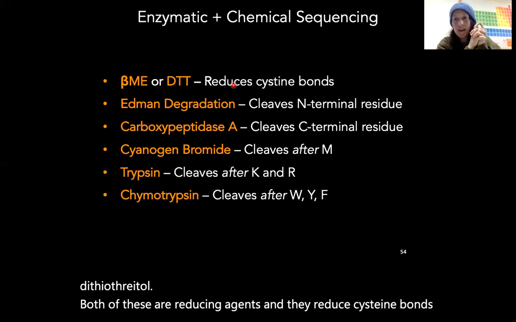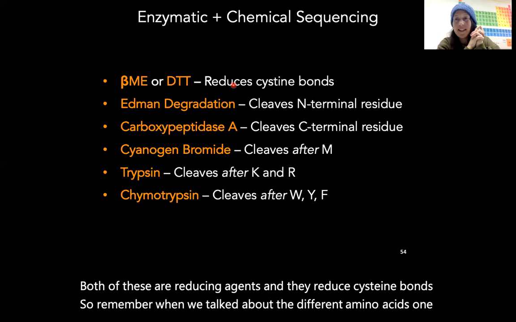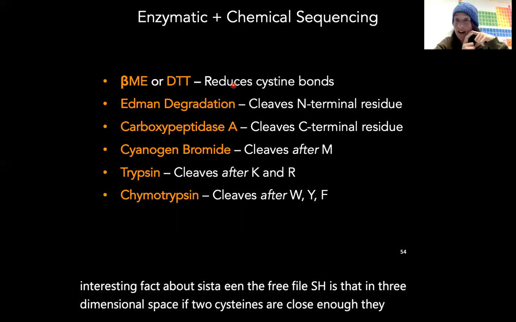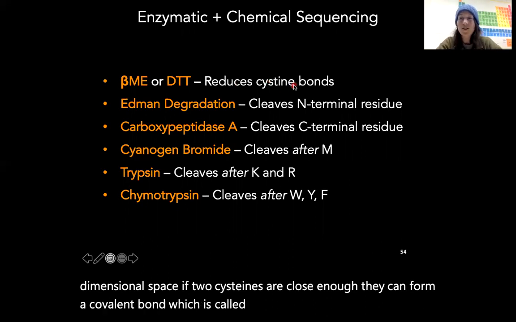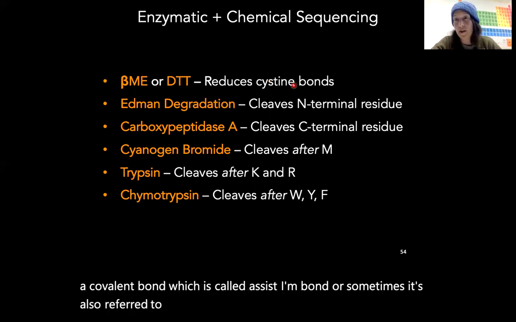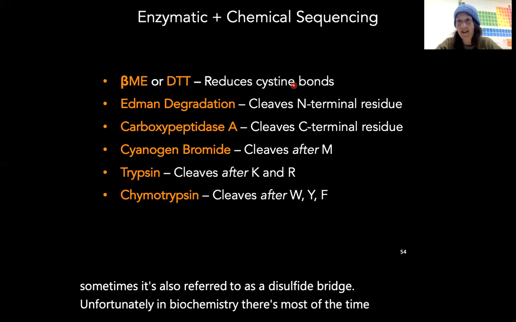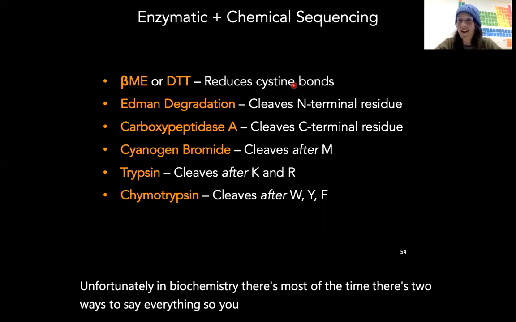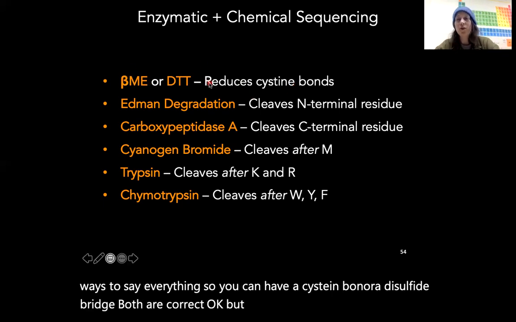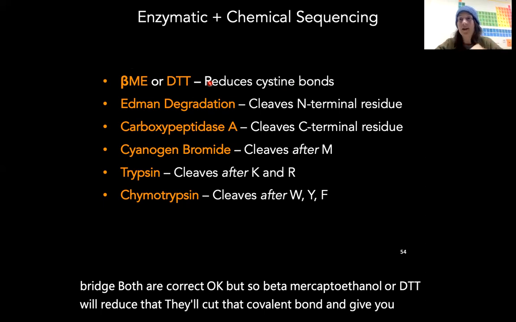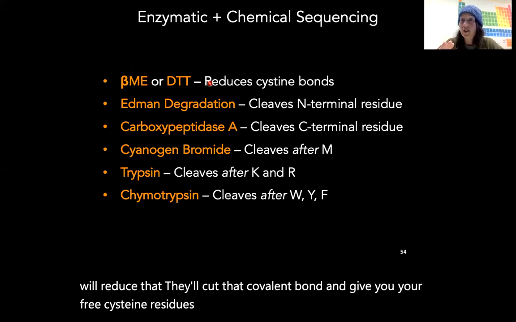Remember, when we talked about the different amino acids, one interesting fact about cysteine, the free thiol, SH, is that in three-dimensional space, if two cysteines are close enough, they can form a covalent bond, which is called a cysteine bond, or sometimes a disulfide bridge. Unfortunately, in biochemistry, most of the time there's two ways to say everything. Both are correct. Beta mercaptoethanol or DTT will cut that covalent bond and give you your free cysteine residues back. So you might have to do that first.